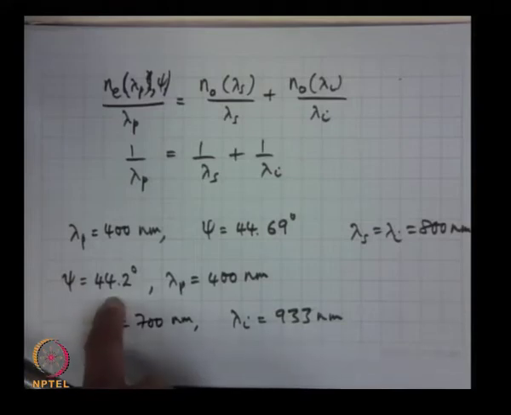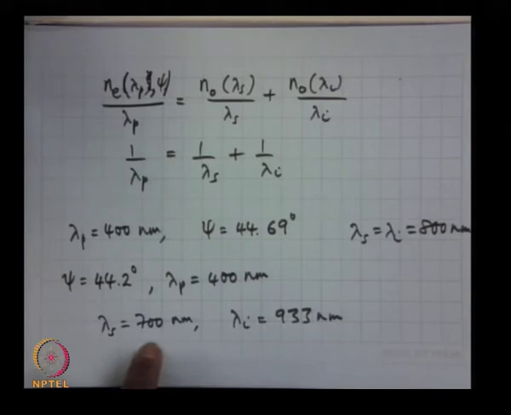angle 44.2, I will amplify this 700 nanometer signal. I will not amplify 800 nanometer now. I will only amplify 700 nanometer. The wavelength at which the amplifier works has changed, because the phase matching condition in that direction has changed.